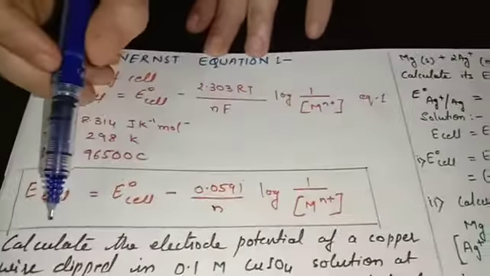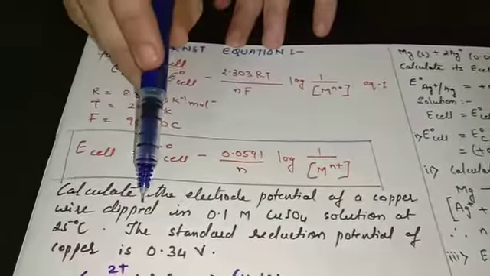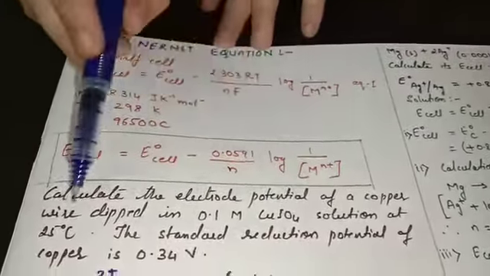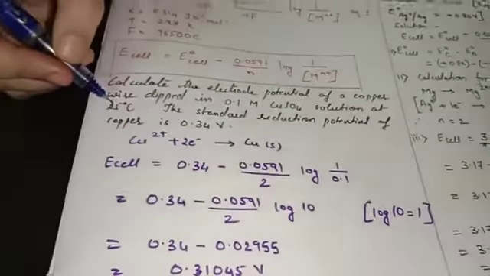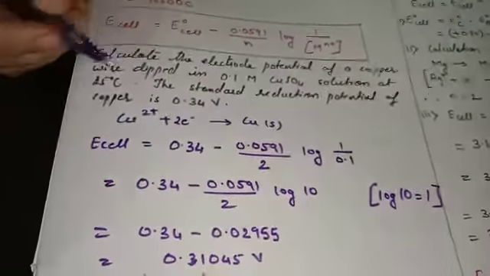So if I am going to see a question, calculate the electrode potential of a copper wire dipped in 0.1 molar copper sulfate solution at 25 degrees centigrade. The standard reduction potential of copper is given to you, 0.34 volt. Now the first task is that we have to convert the temperature, that is 25 degrees centigrade, into Kelvin, that is 298 Kelvin. So coming to the equation, it comes to be copper ions, and it is going to gain electrons and get converted into copper solid. That means it is going to act as a cathode.